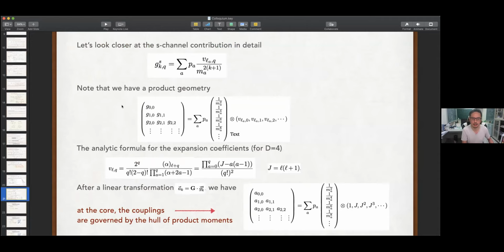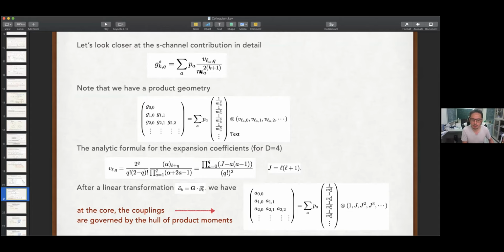So just to illustrate this, let me first focus on the S-channel contribution, because this will in turn actually cover everything. If I just consider the S-channel contribution, once again, I have my coefficient given. So this is just from the S-channel expansion of the Legendre polynomial. This will be more illuminating if I write it in this form.